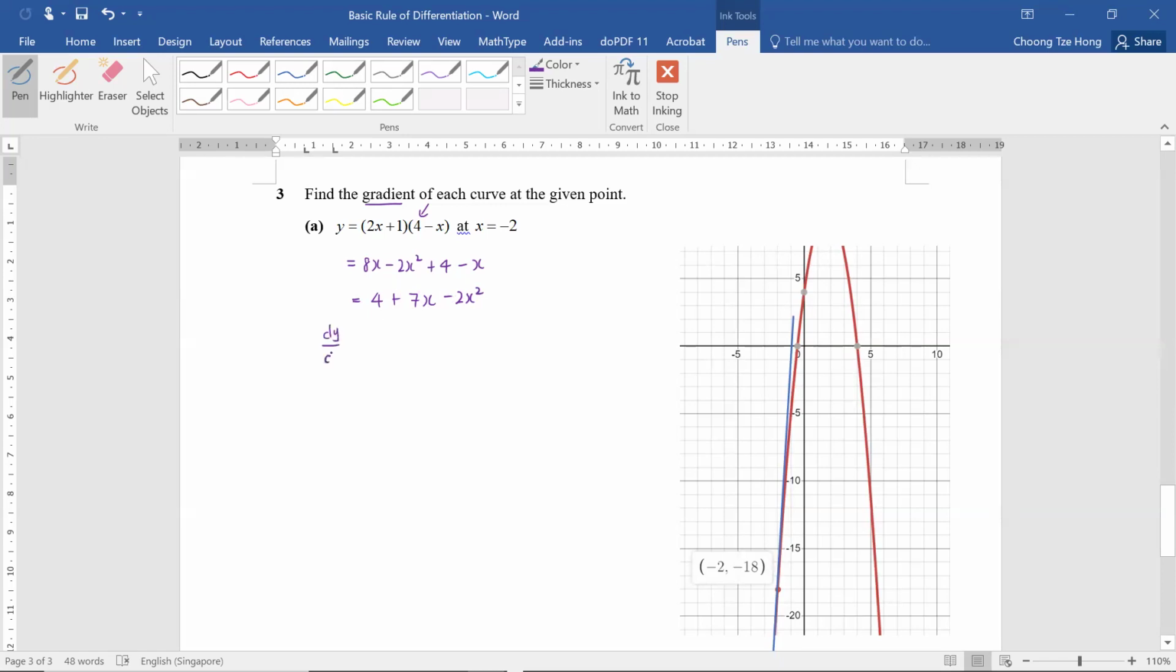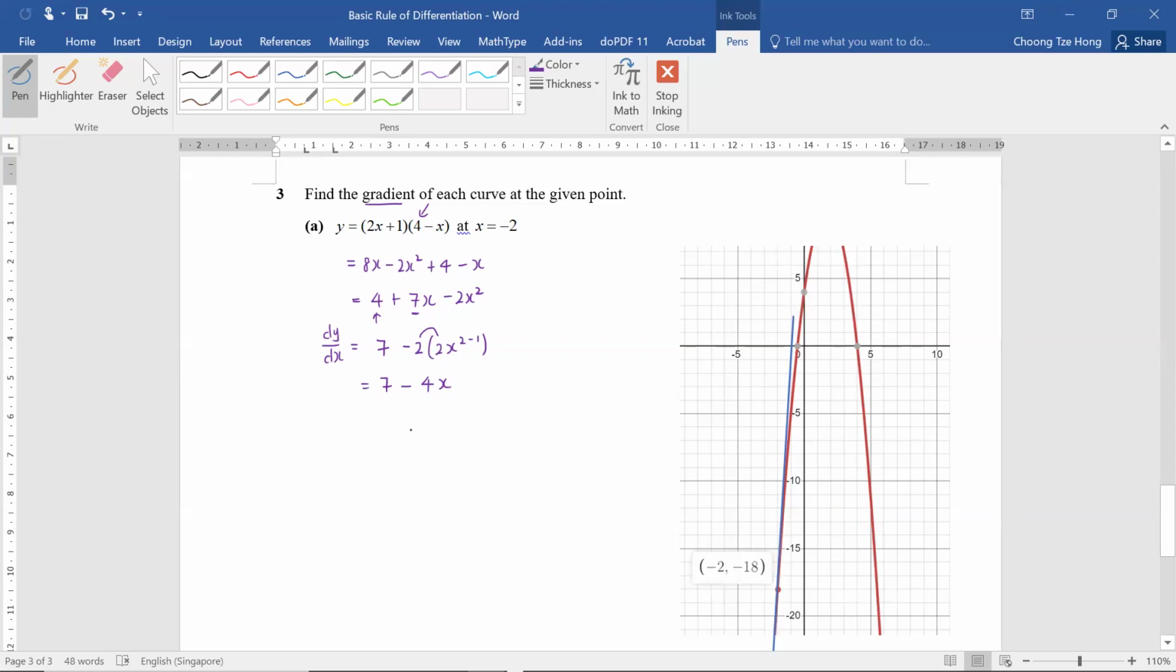So dy over dx. If the expression is given as y equals this, then when you differentiate, you write dy dx. When you differentiate the 4, it's a constant, so it becomes 0. When you differentiate 7x, you're left with the number in front, so this will be just 7. Differentiating negative 2x squared, you bring the 2 in front, then reduce the power by 1. So you will get 7 minus 4x, negative 2 times 2 being negative 4x. This will be the gradient function.